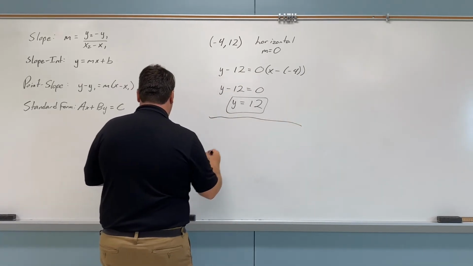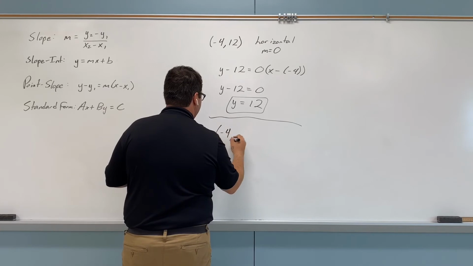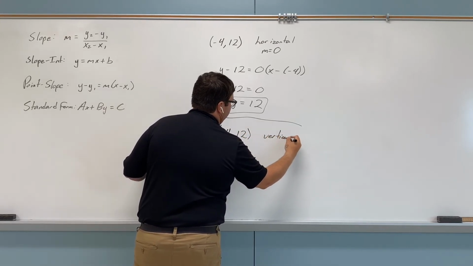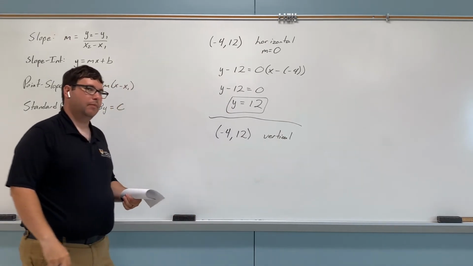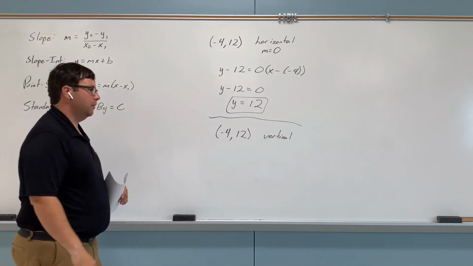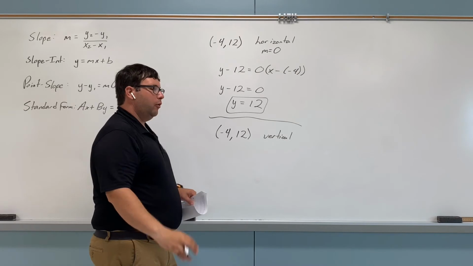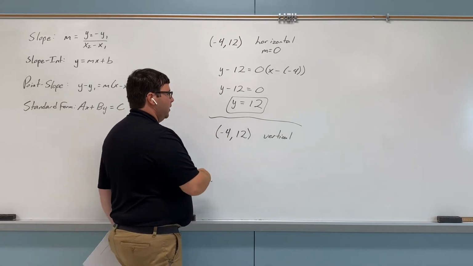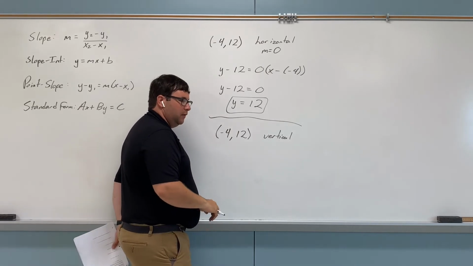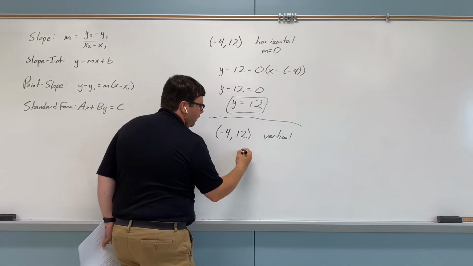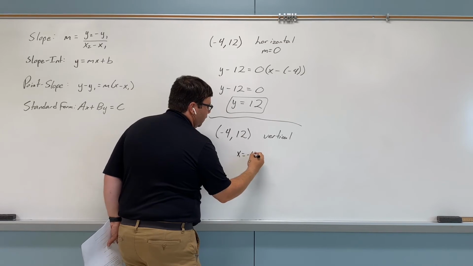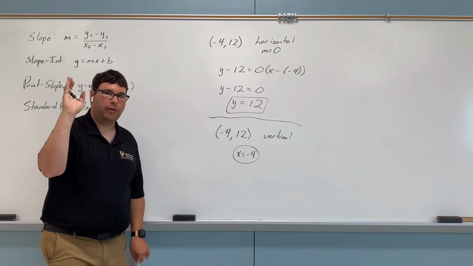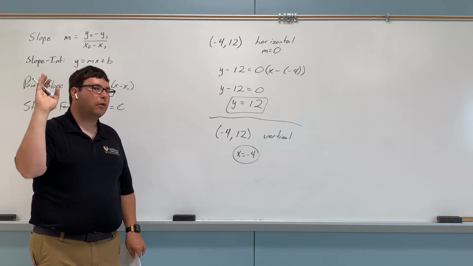I challenge you to look at this one. Same point, negative 4/12. But what about a vertical line? What would be your equation here? Remember, vertical lines have undefined slope. So an undefined slope is not going to play nice through your equations. But you could easily say that this is x equals -4 because you're only looking at the x value. It's a vertical line.